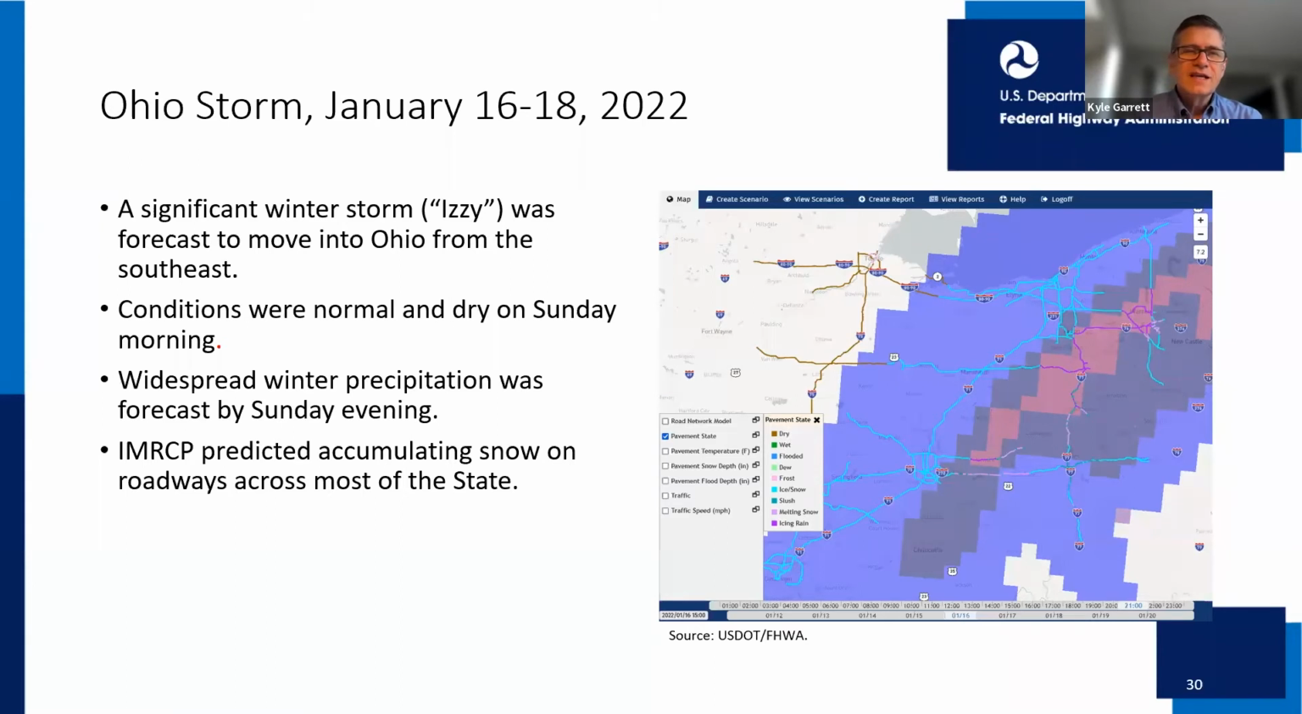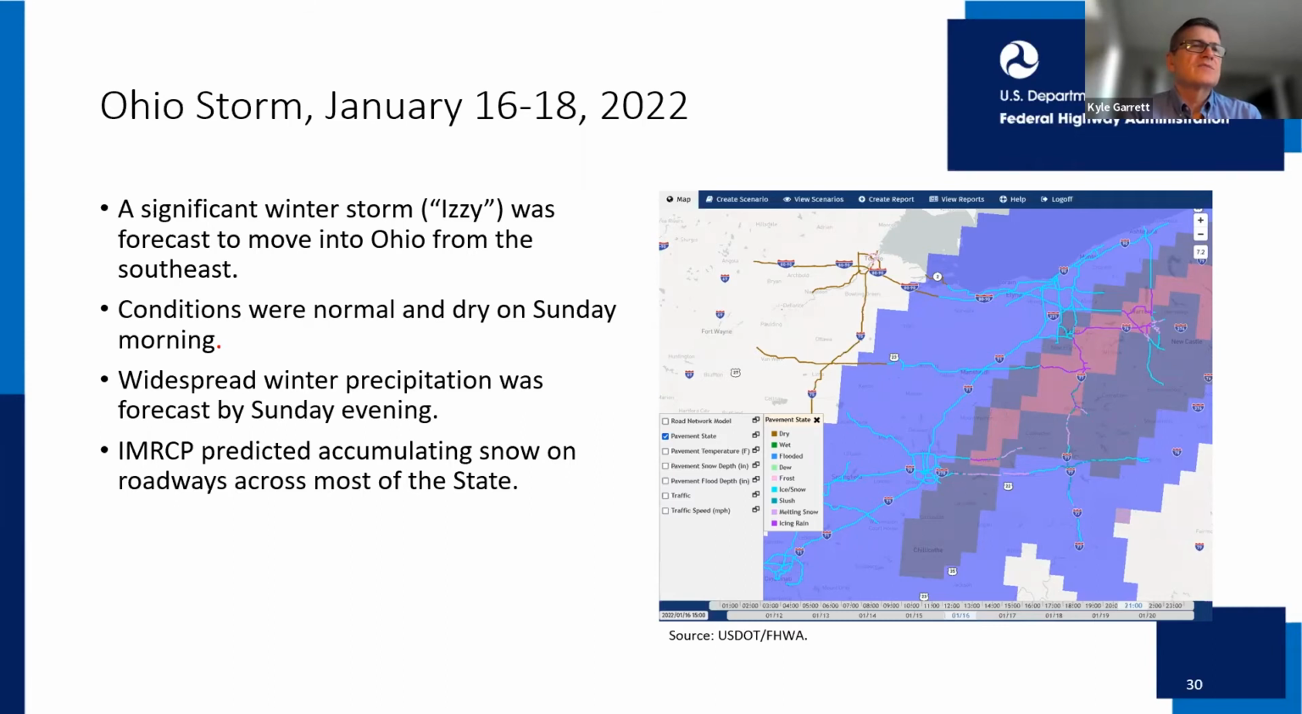But in Ohio's case, this storm had come off the plains, dipped south and down into Kentucky and Tennessee, and then was coming up into the Northeast. So from Ohio, this is a storm that did not affect the western part of the state as much as it did the eastern part of the state. This is back in January 16th and 17th. The 16th was a Sunday, and the precip forecast, as you can see here, as IMRCP displays it, was going to be starting on Sunday evening, very late, and then carrying over into Monday morning.